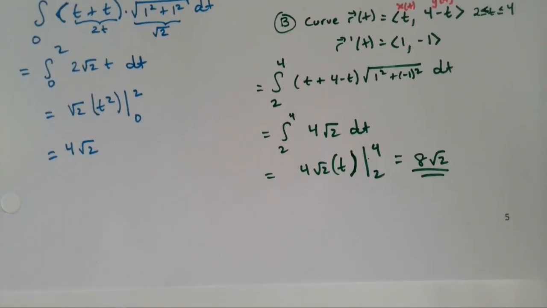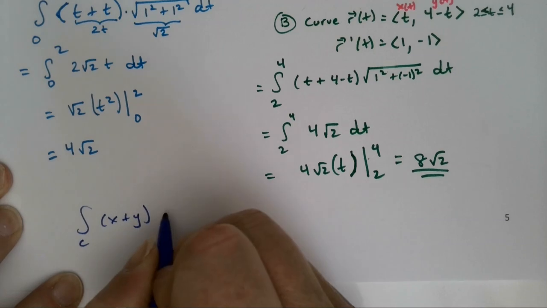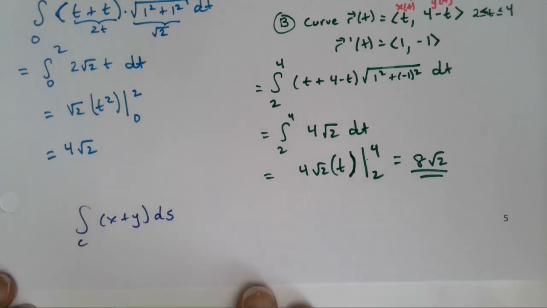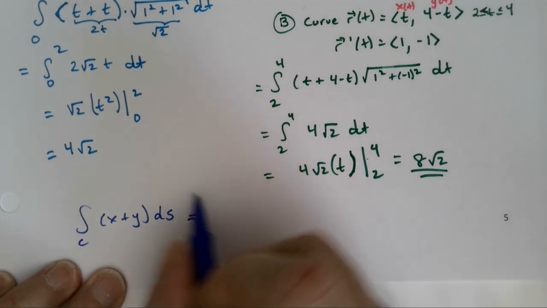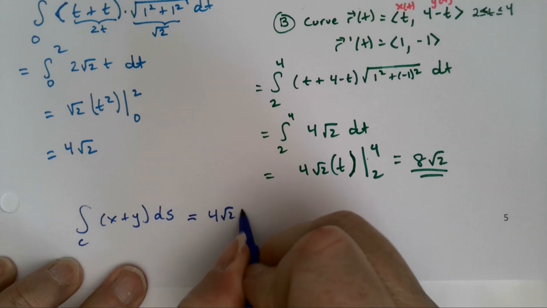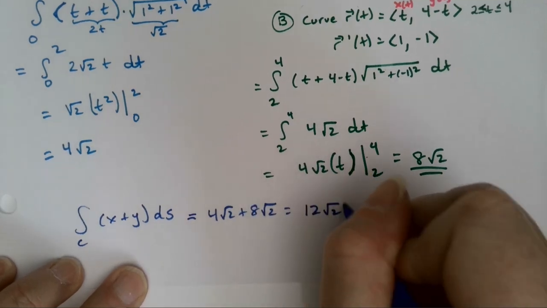So the total integral, from beginning to end of that curve, x plus y over that section of the curve, ds, is equal to 4 square root of 2 plus 8 square root of 2, which would be 12 square root of 2.